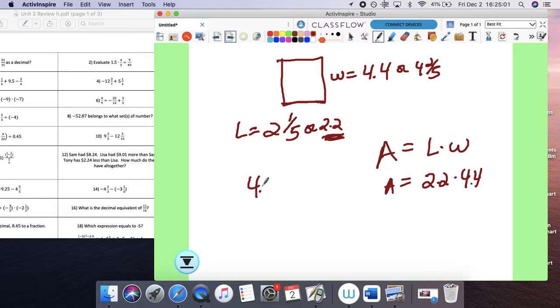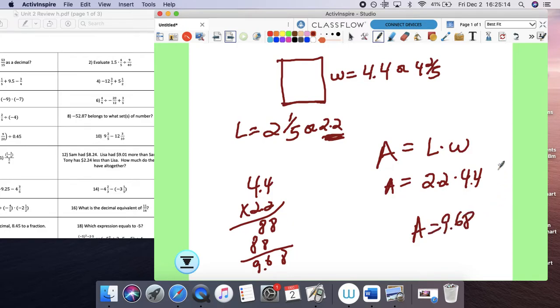So 4.4 times 2.2: 8, 8, 8, 8. So 8, 16 carry 1, 2 decimal places. The area is 9.68, which is in feet, or inches, squared.